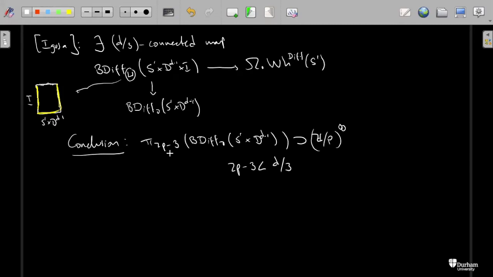And in particular, when P is 2, you get the mapping class group. So when P is 2, this is pi 1 of this space, but pi 1 of the classifying space is pi naught of Diff. So that's the mapping class group, and that contains all these infinitely many C mod 2s, right? Everything in this range of degrees.